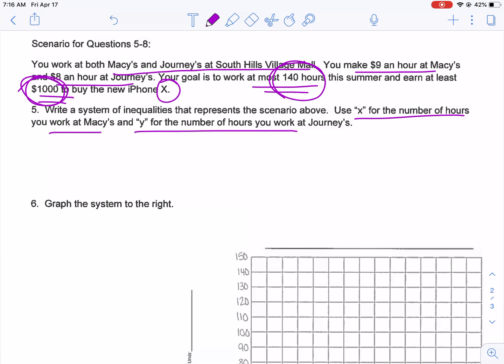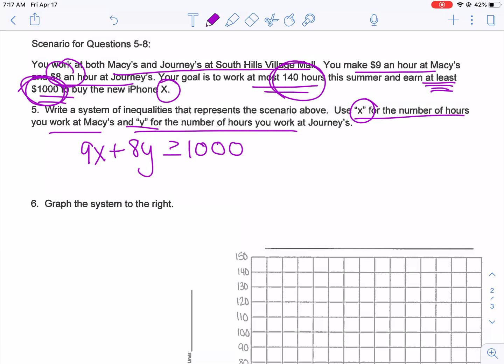You make $9 an hour at Macy's, and X represents the number of hours you work at Macy's. So your inequality is going to start off with 9X. And then how much do you make at Journeys? Well, you make $8 an hour, and Y is the number of hours you work at Journeys. So we're going to add the amount you make at Macy's plus the amount you make at Journeys, and you want to earn at least $1,000, which means it would be awesome if you even earned more, right? At least, meaning the minimum is $1,000.